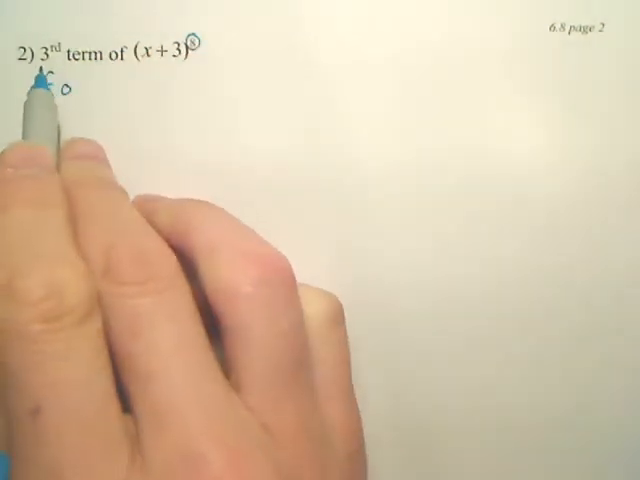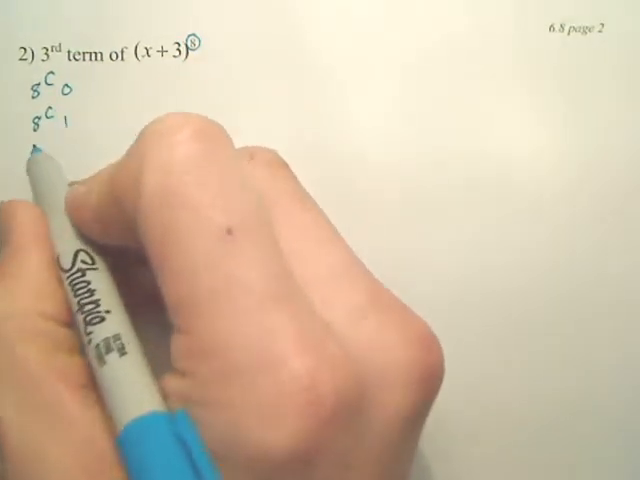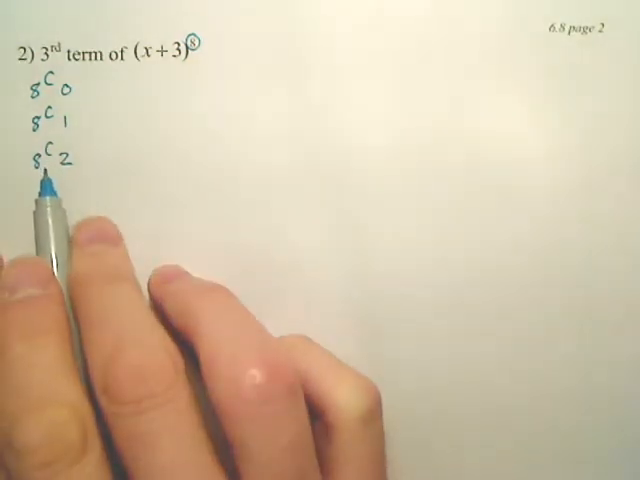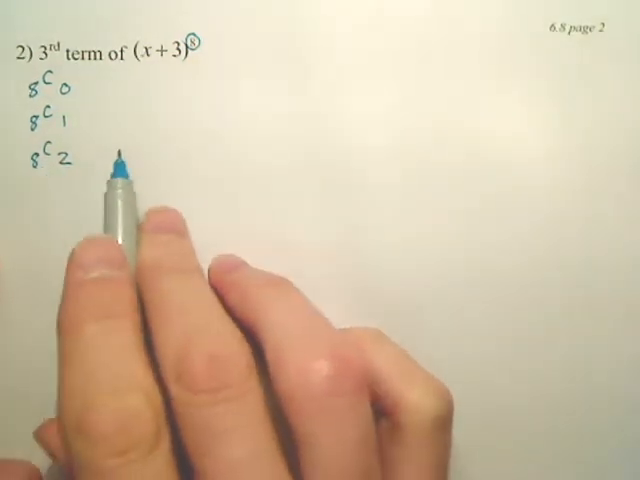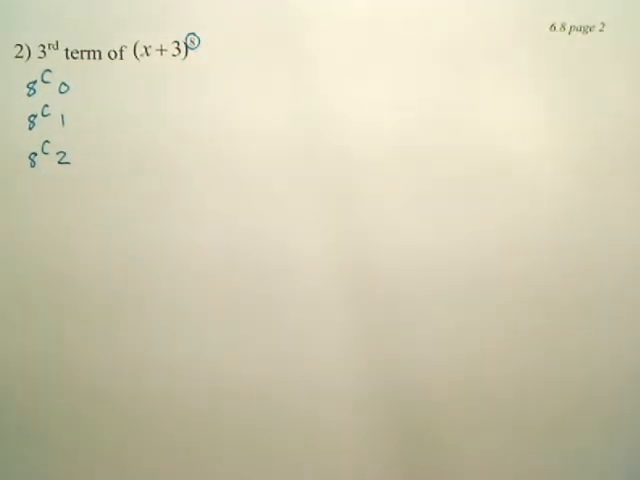Now if I want the third term, all I'm going to do is go down 3. So then I go to 8 combination 1, then 8 combination 2. So that's what I want to deal with. I don't want to deal with everything else. I just want to find that line of binomial theorem.